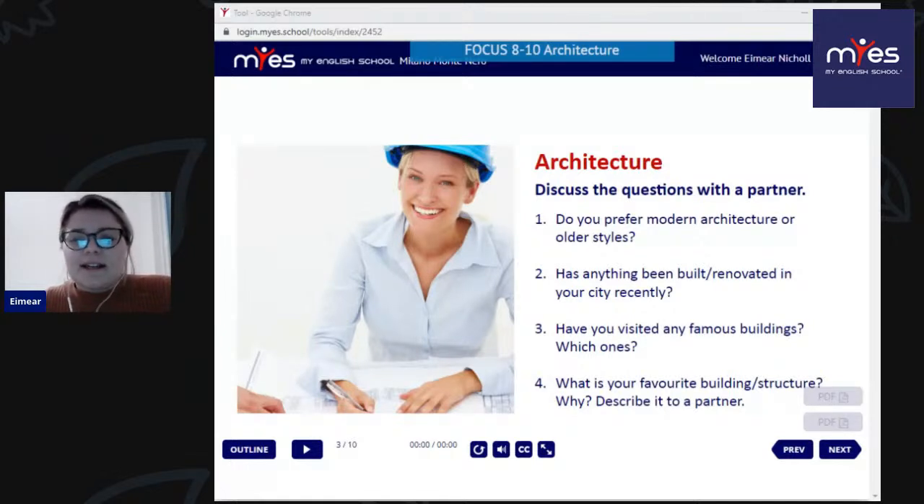Like in Britain, or in London anyways, like the Big Ben, the Houses of Parliament, in lots of countries in Europe, the many churches, they are usually very beautifully built.